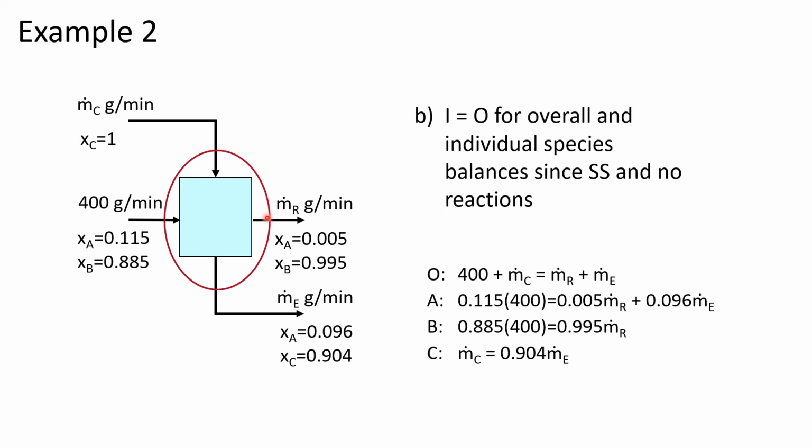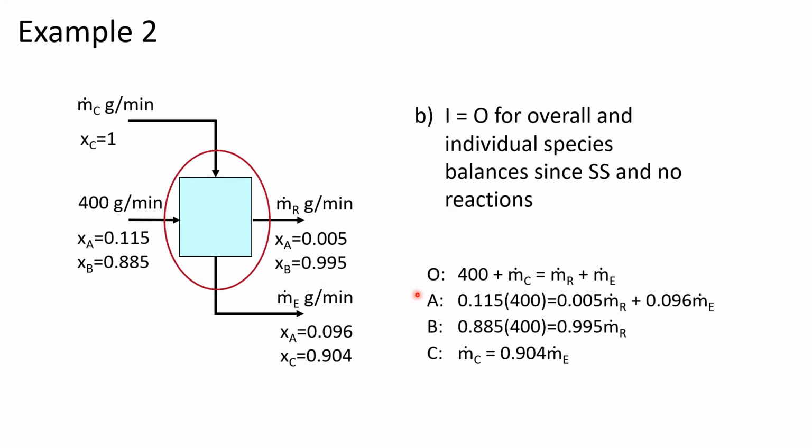The next stream that we encounter is the water coming out. It has A in it, the acetic acid, and the amount of A that comes out is going to be the fraction, 0.005, times the flow rate. And that's on the right-hand side of the equals over here as an output. And then we'll add to it the amount that comes out of the other stream, the hexanol extractant, which will be the fraction of acetic acid, 0.096, times the flow rate of the hexanol, m.b.